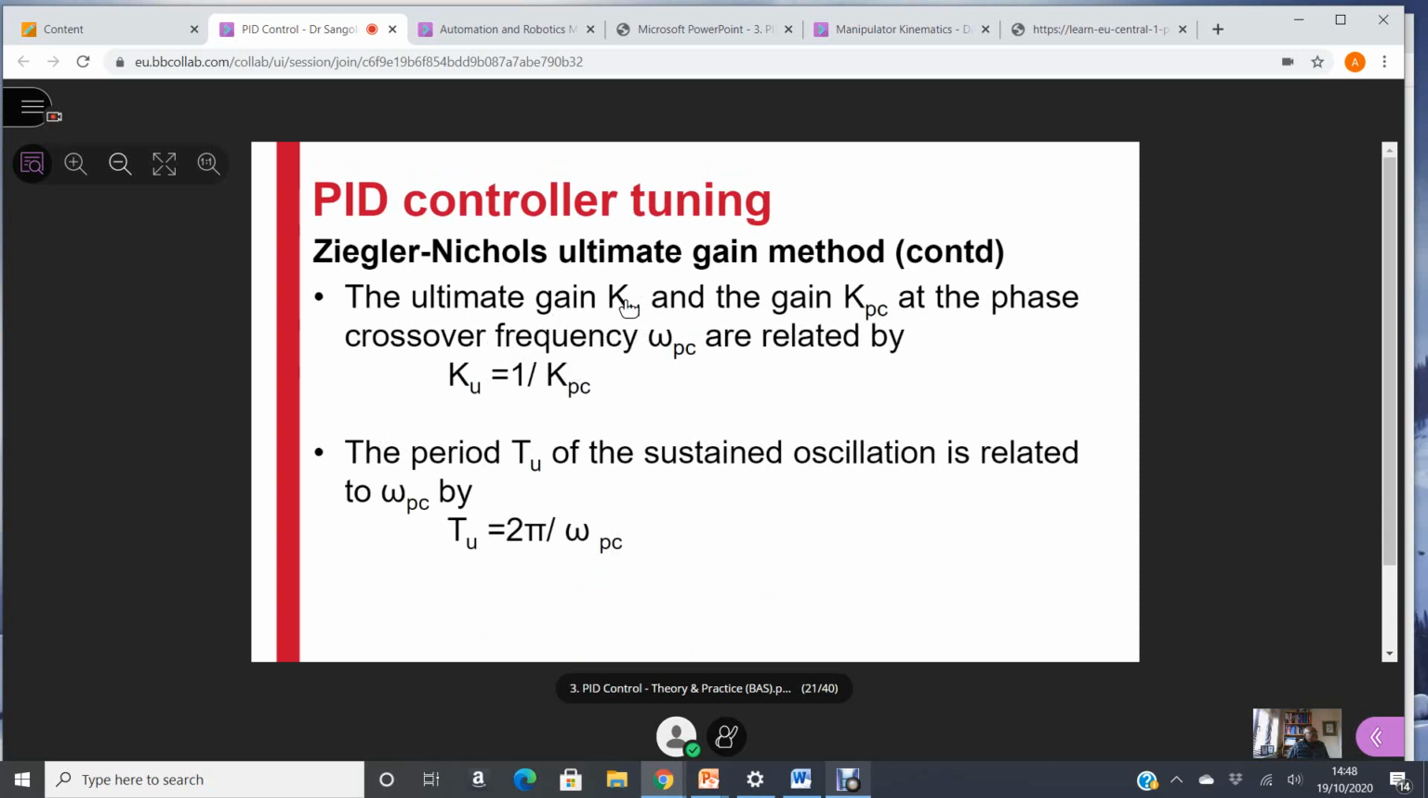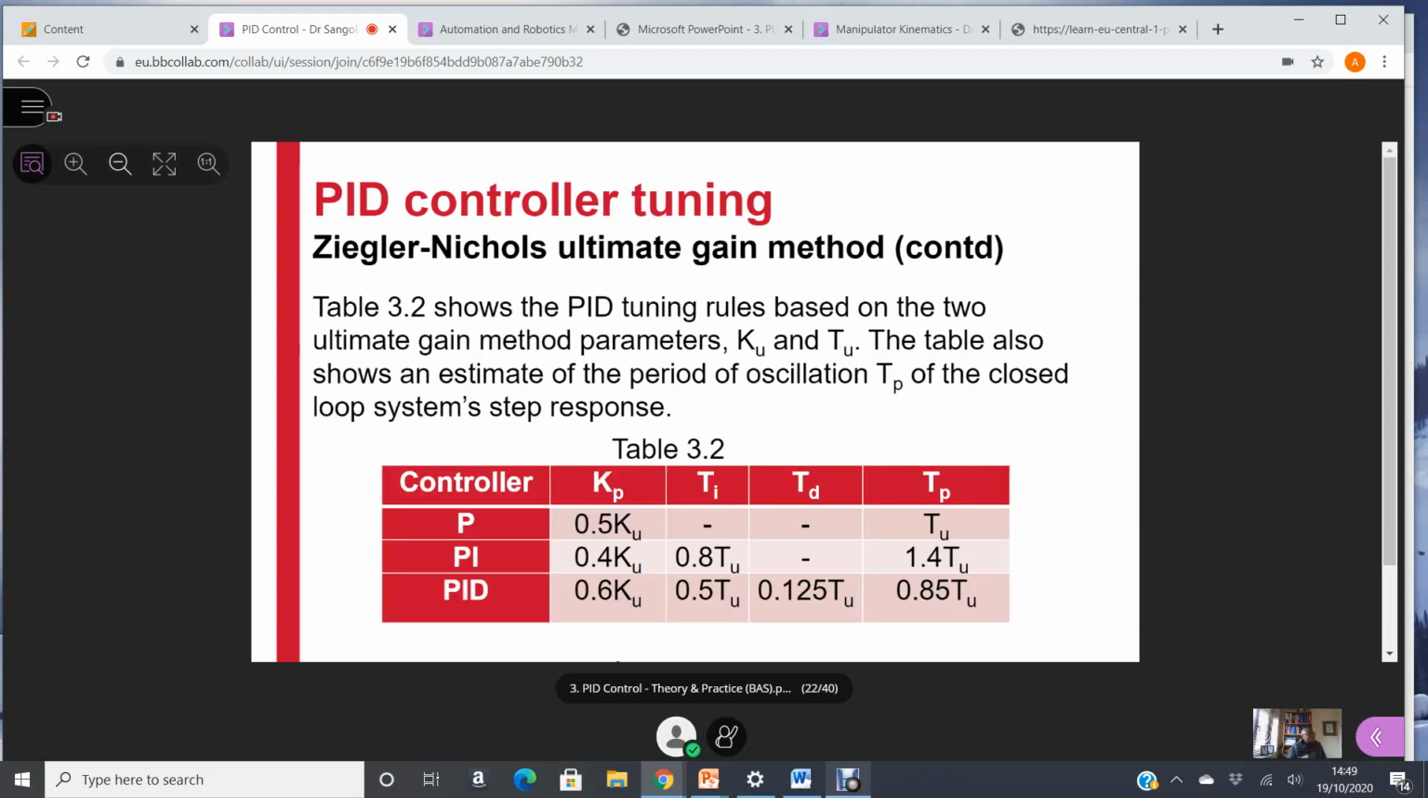Now, how are Ku and Tu related to those properties of the Nyquist plot? Ku and Tu are given by this: Ku is simply the reciprocal of Kpc, and Tu is 2 pi over omega Pc. So it's straightforward in terms of what the Ku and Tu mean. And then finally, we set our controllers as follows. If you're interested only in a proportional controller, you only need the Ku value, and Kp is 0.5 Ku.